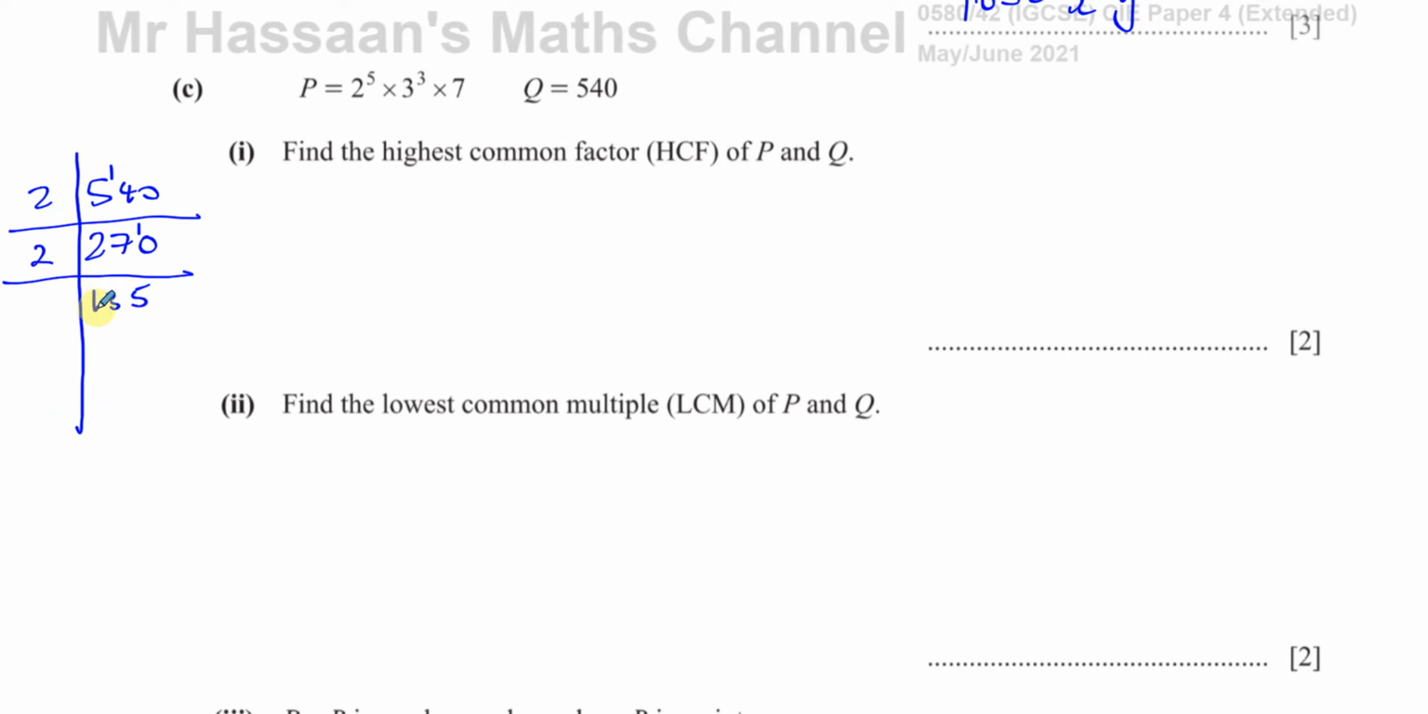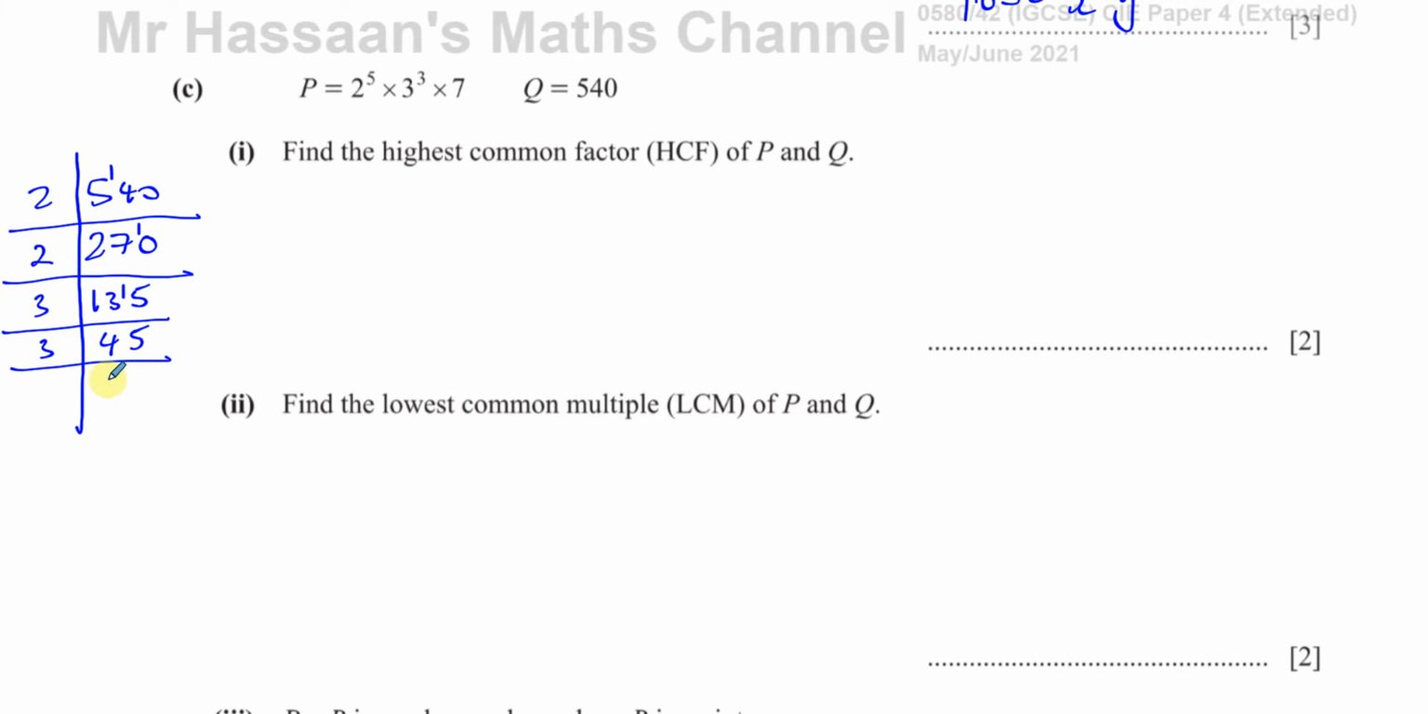If I add the digits, 4 plus 5 is 9. That means 3 goes into this number, because 9 is divisible by 3. If the sum of the digits is divisible by 3, that means the number itself is divisible by 3. So 3 will go into this number. 3 goes into 13 4 times, remainder 1. 3 goes into 15 5 times. Again, if I add these together, I get a number divisible by 3. So 3 goes into this number.